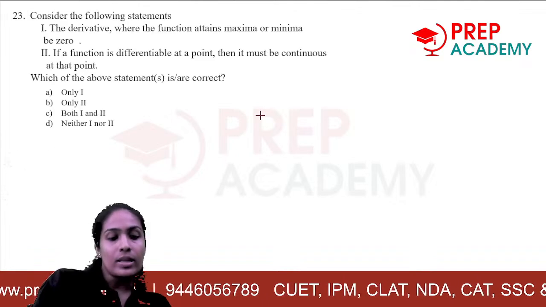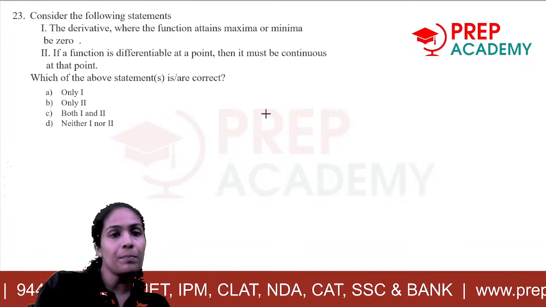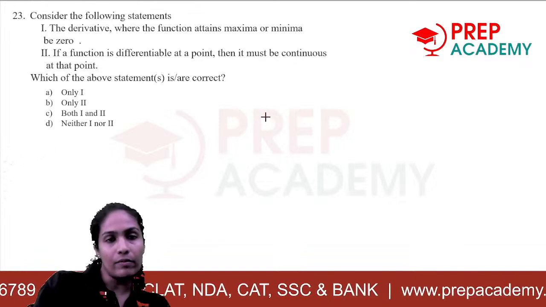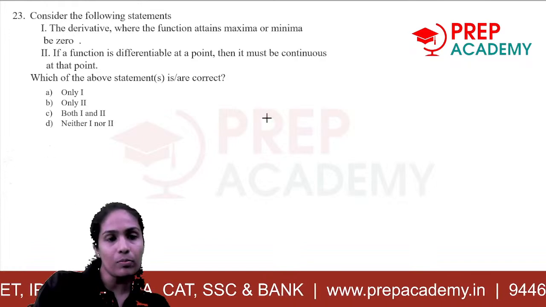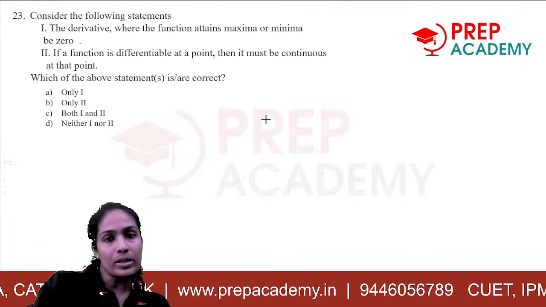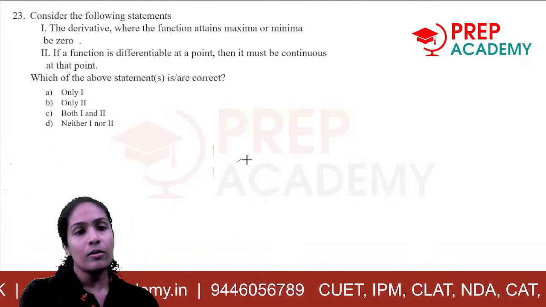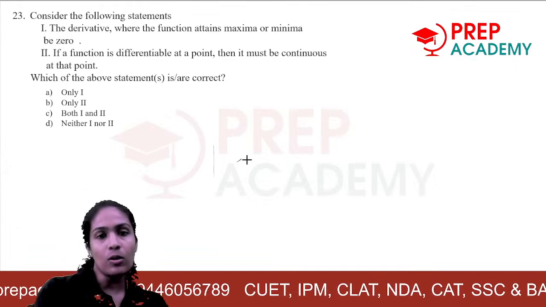So the next question is a statement question. 23rd question. Consider the following statements. First statement: the derivative where the function attains maximum or minima is 0. Second: if a function is differentiable at a point, then it must be continuous at that point. Which of the above statements is or are correct?